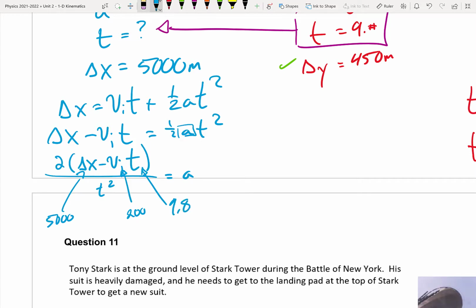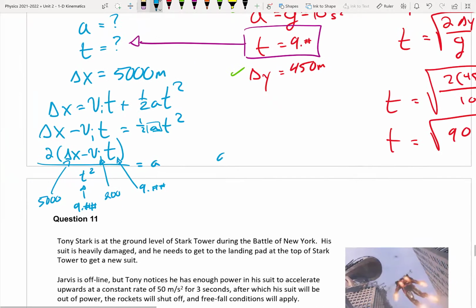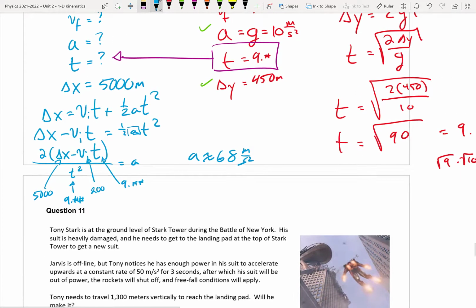I'm pretty sure it's 9 point something, right? Yeah, because it's square root 90. 9 point something. I don't know what the digits after the decimal will be. And then t is also the 9 point something, right? Just make sure you square it. Our a should be approximately equal to 68 meters per second squared. I forget the exact number. 60 something, I know that.